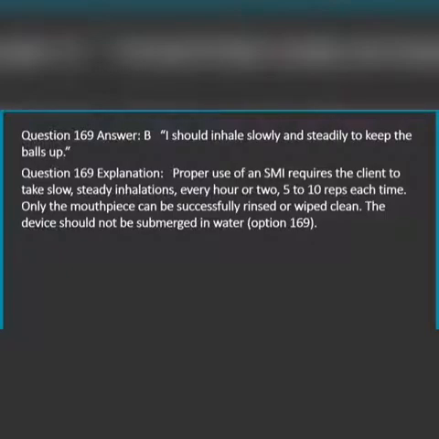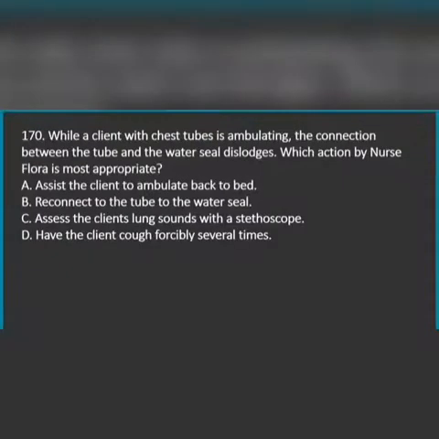Question 170. While a client with chest tubes is ambulating, the connection between the tube and the water seal dislodges. Which action by Nurse Flora is most appropriate? A. Assist the client to ambulate back to bed. B. Reconnect the tube to the water seal. C. Assess the client's lung sounds with a stethoscope. D. Have the client cough forcibly several times.